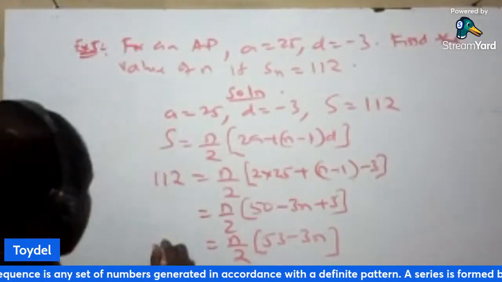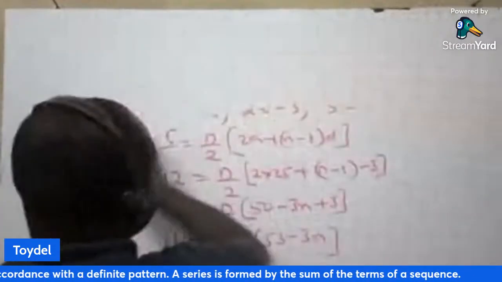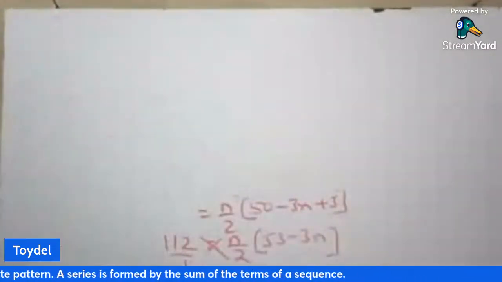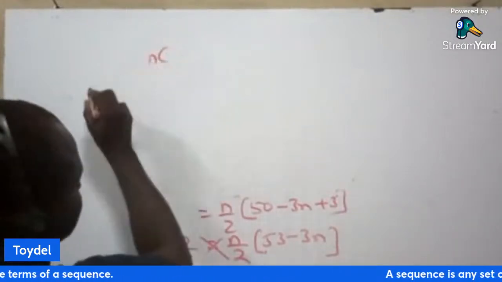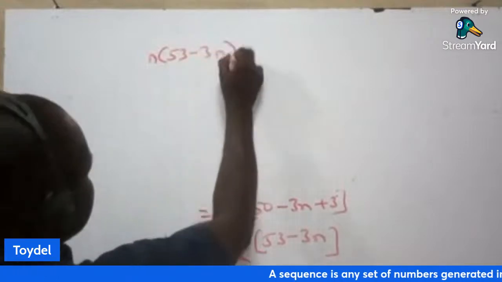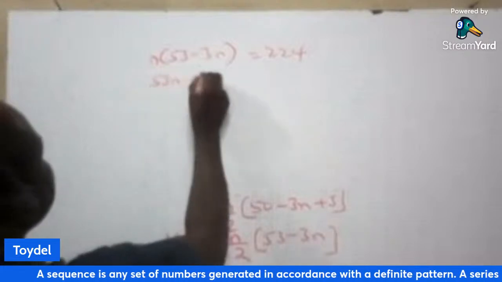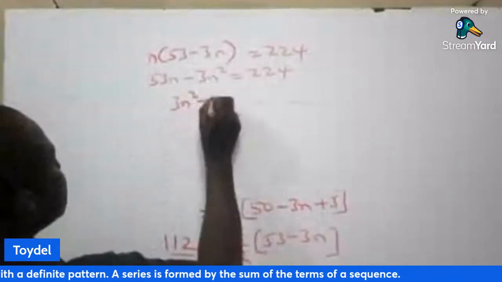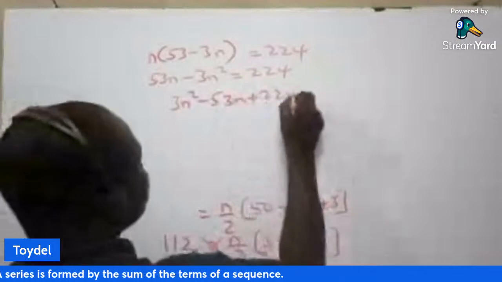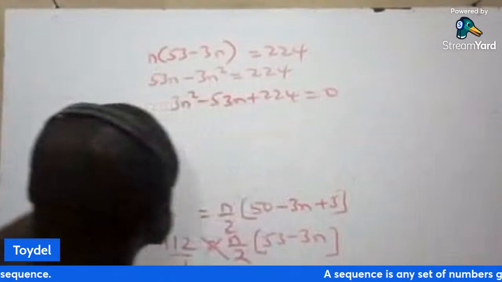From here now we can cross multiply 1, 1, 2. If we do cross multiplication, then we are going to have n into bracket 53 minus 3n is equal to 224. Then if I open up, I'm going to get 53n minus 3n squared equal to 224. Then I can collect the like terms. I can bring everything to the right hand side so that I'm going to have 3n squared minus 53n plus 224 equals 0.